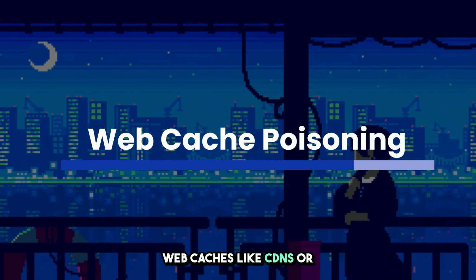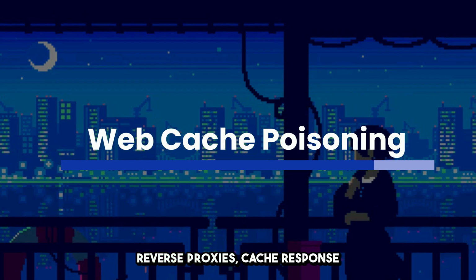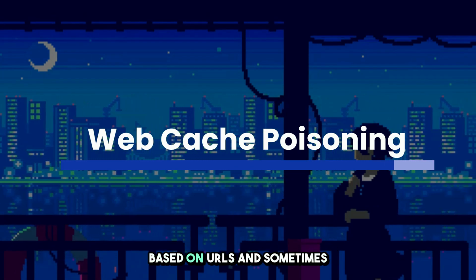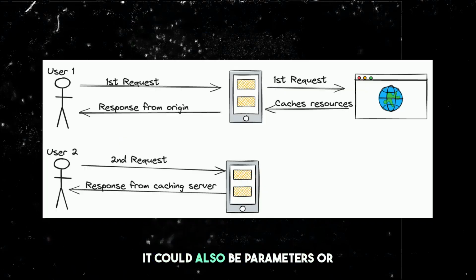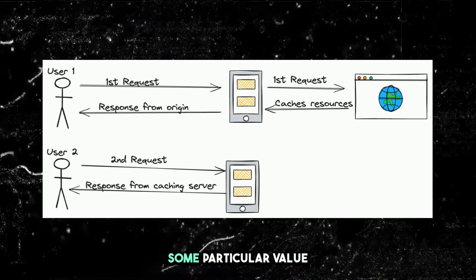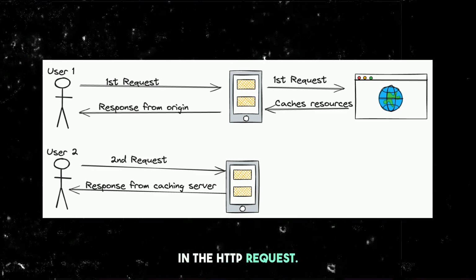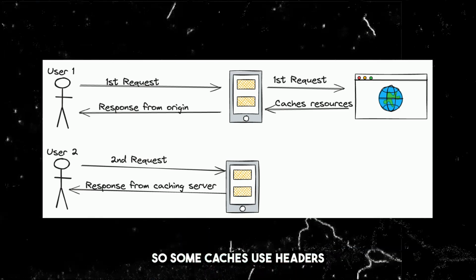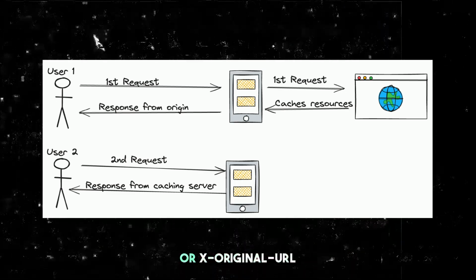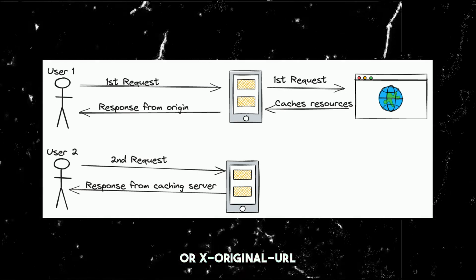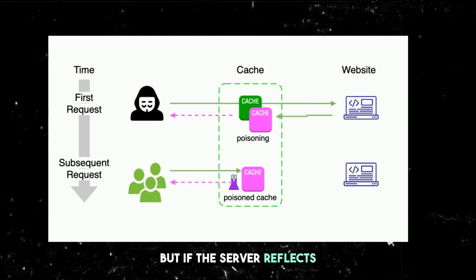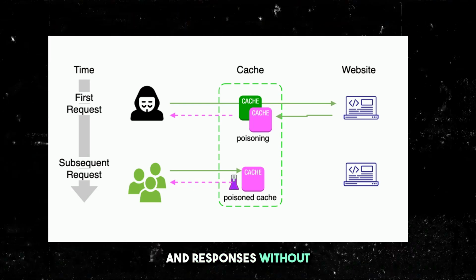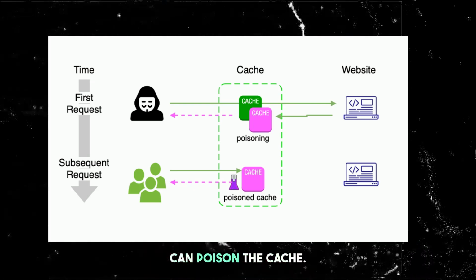Web caches like CDNs or reverse proxies cache responses based on URLs and sometimes certain HTTP headers. It could also be parameters or some particular value in the HTTP request. So some caches use headers like Host, X-Forwarded-Host, or X-Original-URL to vary the cache key. But if the server reflects or uses these headers in responses without proper validation, you can poison the cache.